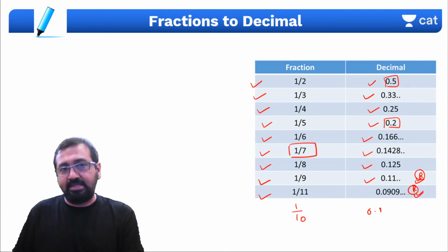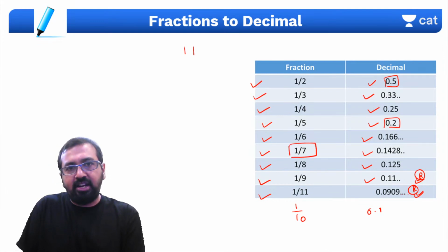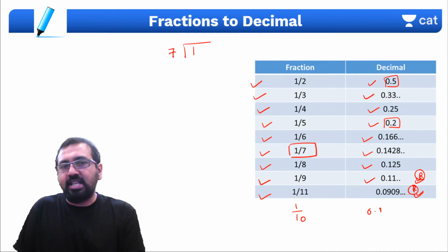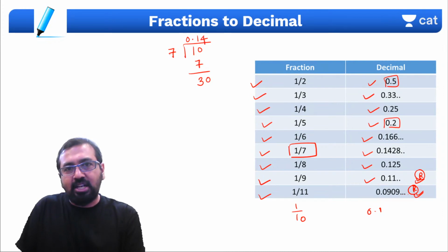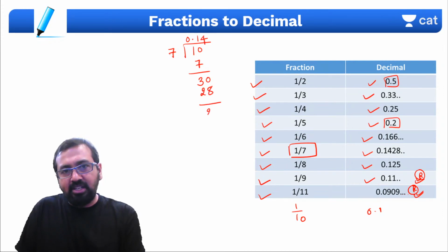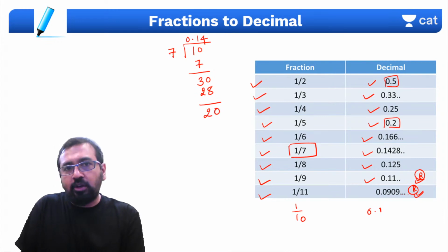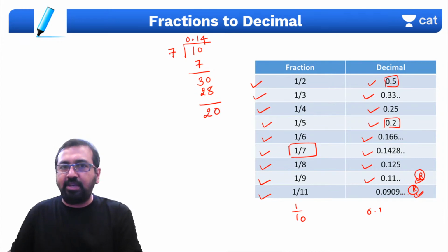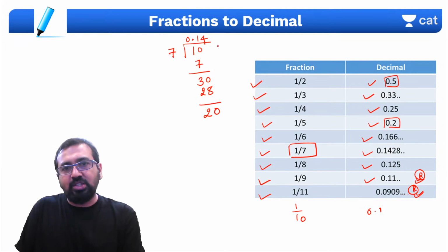Let's take 1 by 7. If I divide 1 by 7, of course that's not divisible, so we put a decimal over here, and now I'll put a 0. So I'll say 7 ones are 7, the remainder is 3. We can again put a 0 and I'll say 7 fours are 28. Now the remainder is 2. Again we can put a 0, because we have already put a decimal over here, so in every step we can keep inserting a 0. So I'll say 7 twos are 14, and this will be 6, again a 0, 7 eights are 56, and so on and so forth.